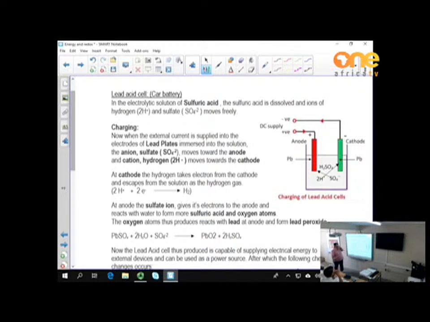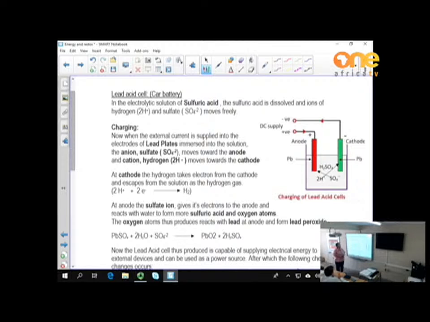But what basically happens is, in the lead acid cell in a car battery, we have 6 sets of cells to make the battery. Each set is a 2-volt source, and the battery altogether makes 12 volts. The electrolytic solution, that is the liquid in which the electrodes are found, is sulfuric acid.